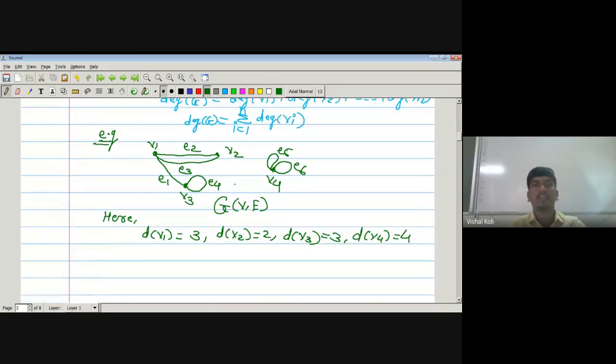Now, by definition, the degree of a graph G is nothing but the sum of the degrees of all the vertices of graph G. That is, we know that the degree of graph G is equal to the summation, i running from 1 to n, of the degree of each vertex Vi. Here n is equal to 4, that is, there are only 4 vertices in graph G. So here the summation i runs from 1 to 4 of degree of Vi.